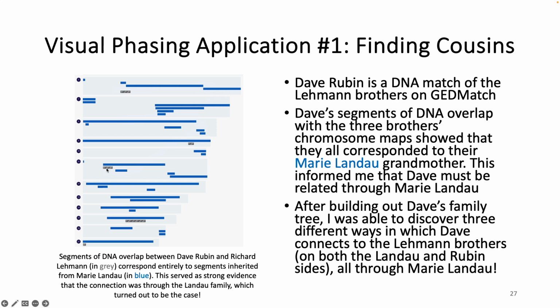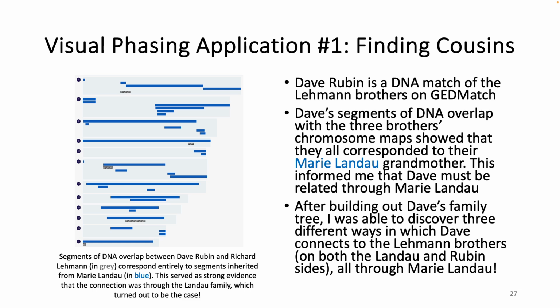When you see all of this overlap with just one grandparent, that is a very strong sign that the connection has to be through Marie Landau. And so I thought this was a very high quality match. So what I ended up doing was building out a family tree for Dave Rubin. It can be a little difficult because I didn't have much information to go on at first. But once I was able to figure out some of his deceased ancestors, I was able to build back his tree. And lo and behold, Dave was a relative to the Lehmann brothers, through the Marie Landau ancestor.